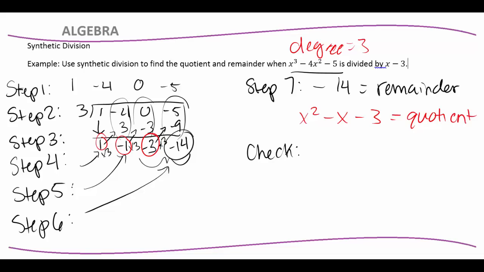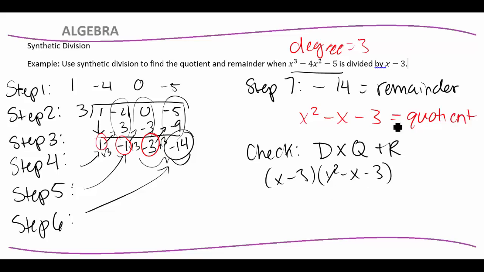Now we're going to check our work. And to check our work, we know that the divisor multiplied by the quotient plus the remainder should give us our original dividend. So our divisor is x minus 3, and we're going to multiply by x squared minus x minus 3, which is our quotient, and then we're going to add negative 14.